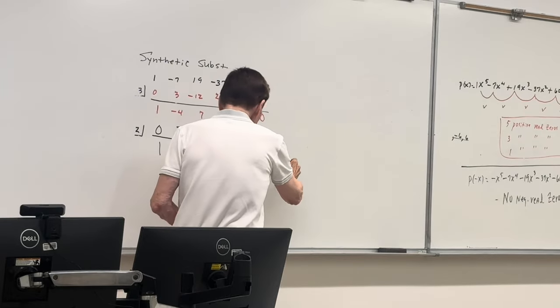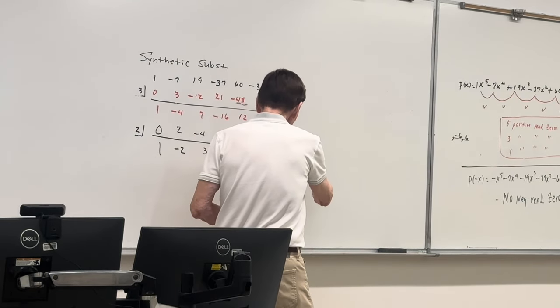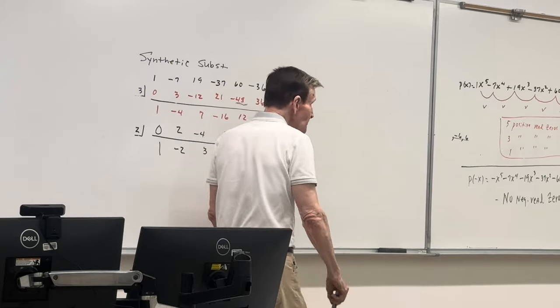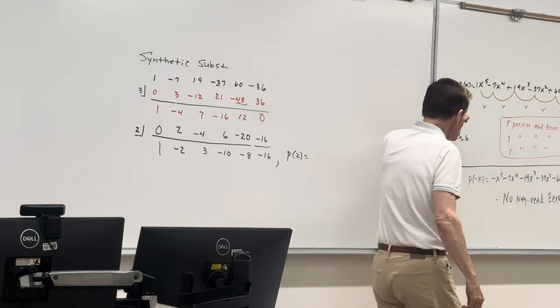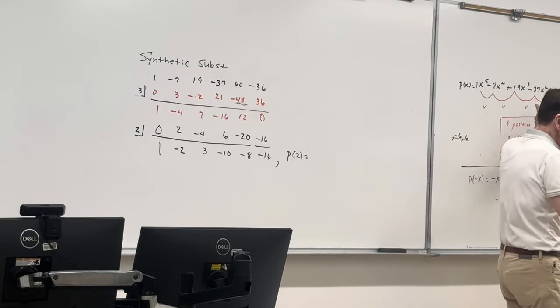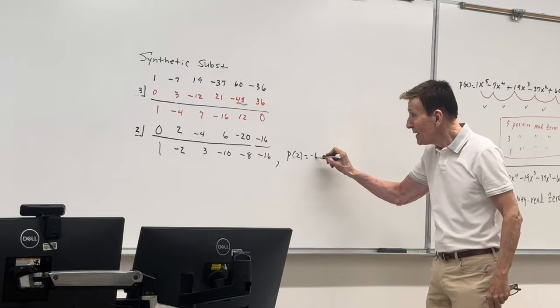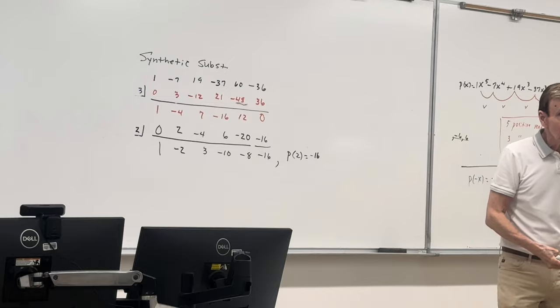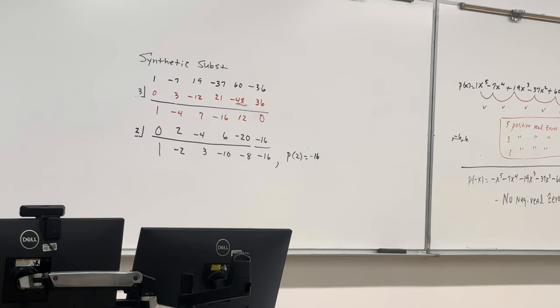If I should now ask you to find, where is it? Over here. P of 2. Which usually tells us as a student, go through and replace all these x's by 2, Professor, and crunch it out. Guess what? I'm guaranteed that the answer is, even though it's not a 0, it's that remainder. If you go back and directly put a 2 in and crunch it out, you'll get -16.